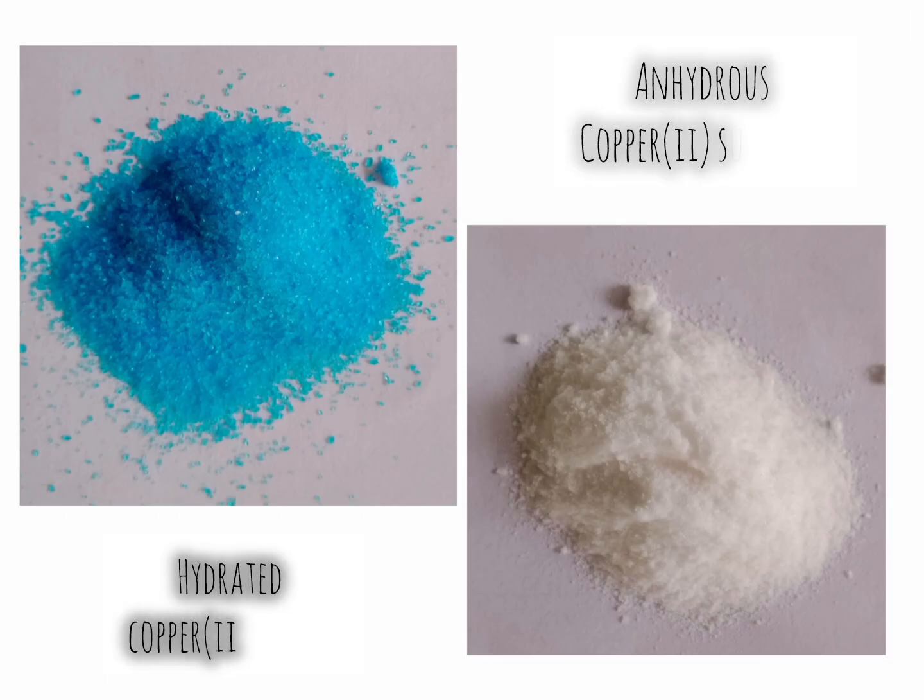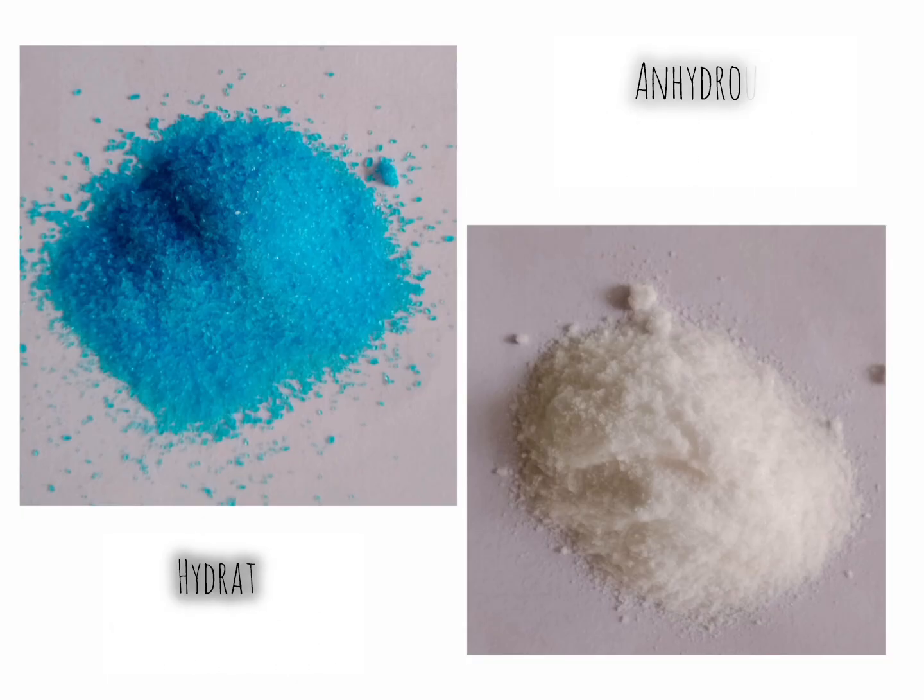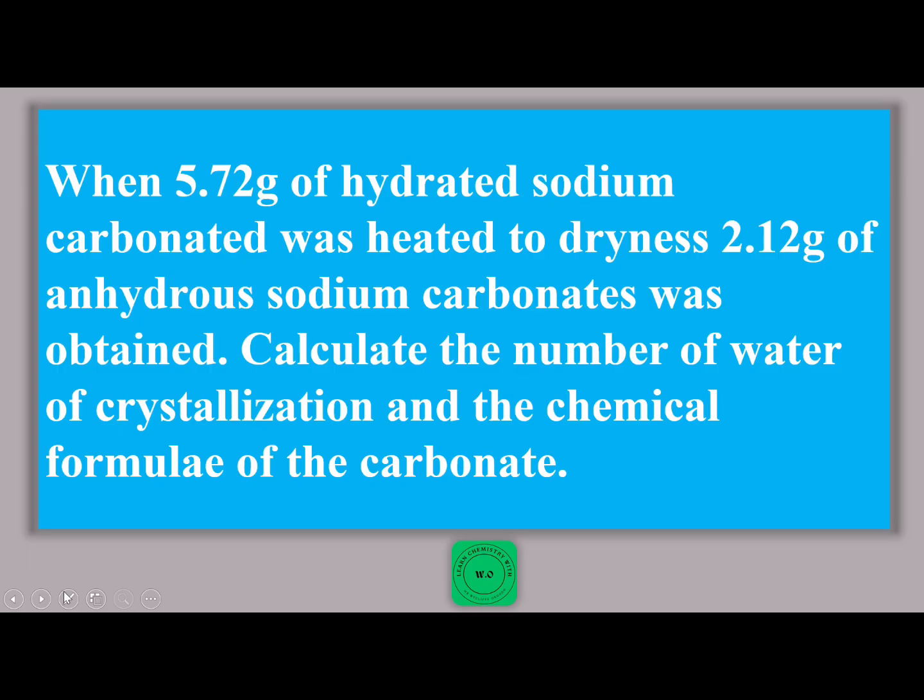For example, when you have anhydrous copper(II) sulfate and you react it with 5 molecules of water, then you are able to get beautiful blue crystals of hydrated copper(II) sulfate, as seen in this picture here. So the water that is used in this reaction is referred to as water of crystallization. Sometimes you may be required to calculate the number of water of crystallization present in a compound.